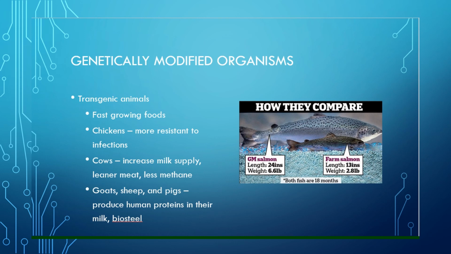And so if we look at this picture of that salmon, you can see that the genetically modified salmon is much larger than the farm salmon, but they've been growing for the same amount of time. So they've genetically modified the salmon to put on weight much faster and be bigger so that they have a higher turnover, higher profit, I guess. You've got bigger fish faster.